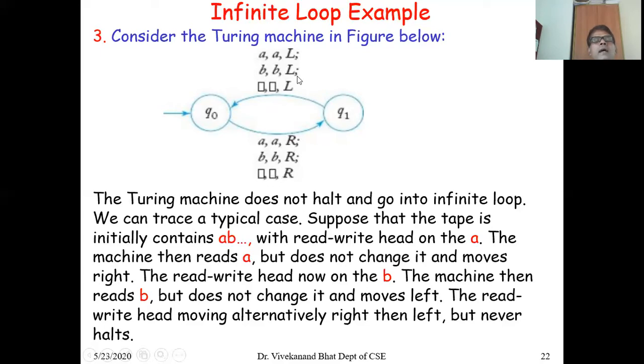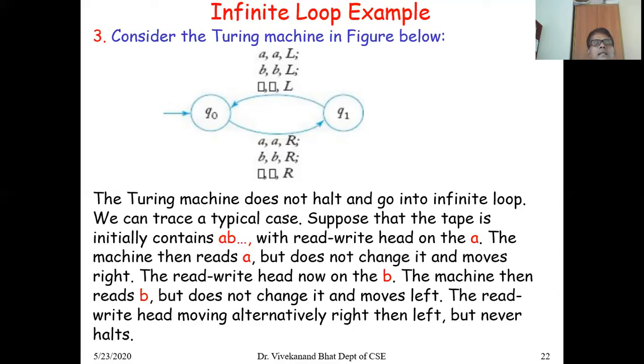In Q1, we have another three transitions. Read A, replace A by A, and move left. Similarly, read B, replace B by B, and move left. And read blank, replace blank by blank, and move left. So in this, you will get an infinite loop. The Turing machine will not halt and will go into the infinite loop.